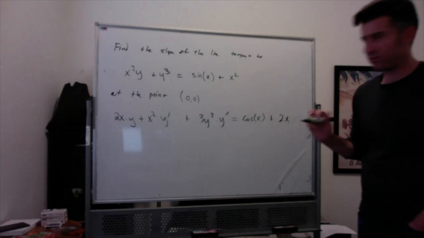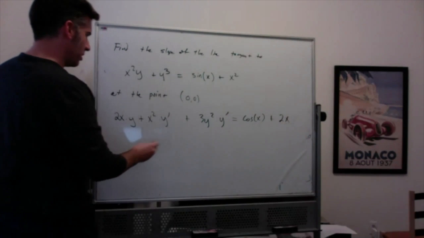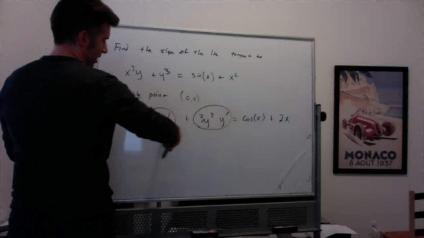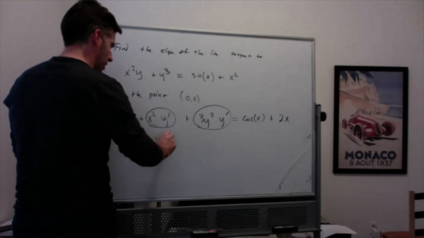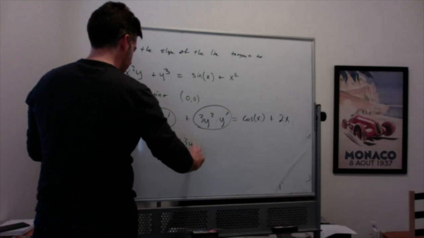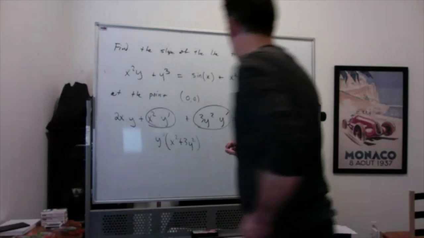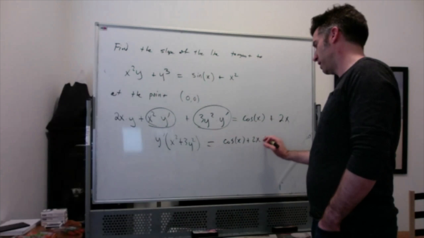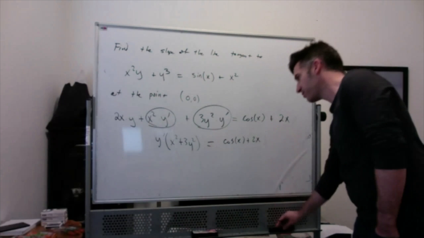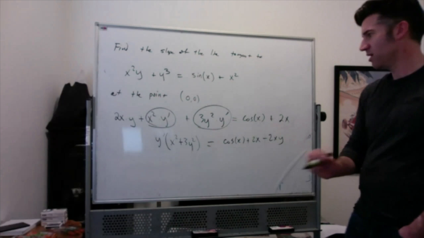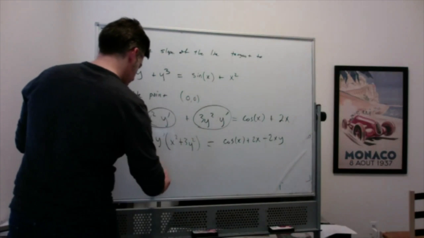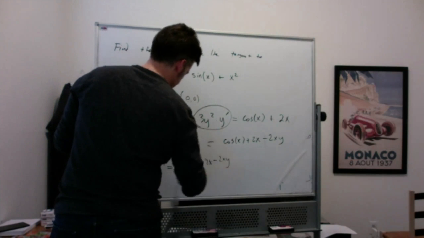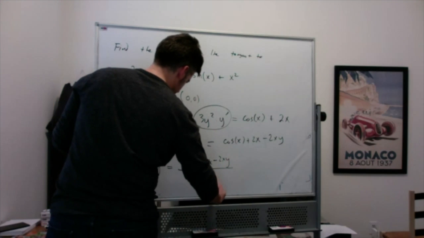Now we're going to solve for y prime. So I've got this piece here and this piece here, those are my y primes. So I'm going to bring this to the other side, and I might as well factor out the y prime from these pieces. So I get y prime times x squared plus 3y squared equal to cosine of x plus 2x minus 2xy. And then if we solve for y prime, y prime equals cosine of x plus 2x minus 2xy over x squared plus 3y squared.